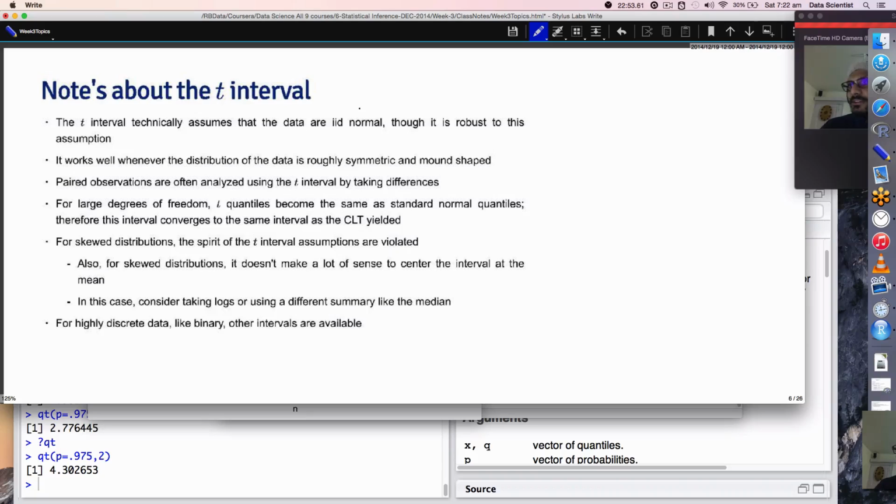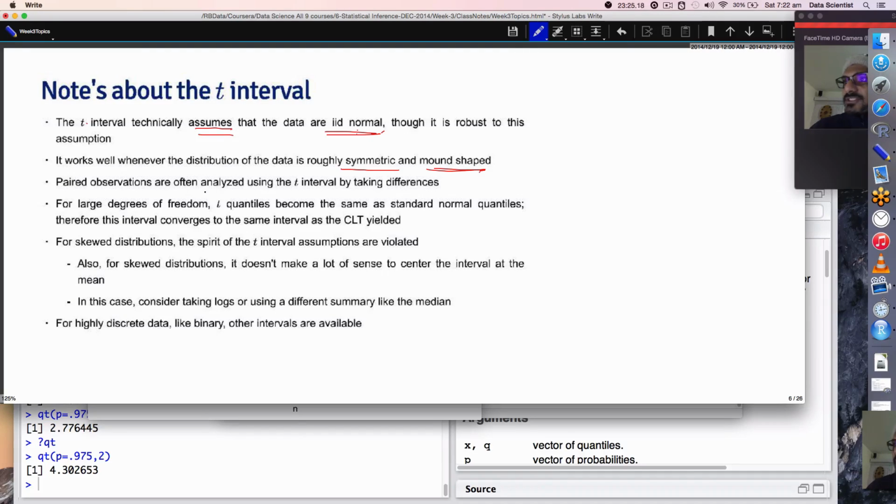So what are the key observations? First is that the data is still IID normal. So this is the assumption. The t interval also assumes that the data is normal. But it works well whenever the distribution of data is roughly symmetric and mound shaped. So it's not necessary that it has to be IID normal. All it needs to be is symmetric and mound shaped. In fact, the whole concept is that we are saying the data is actually not normal, right?